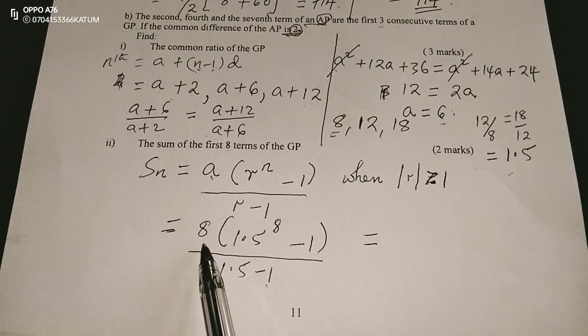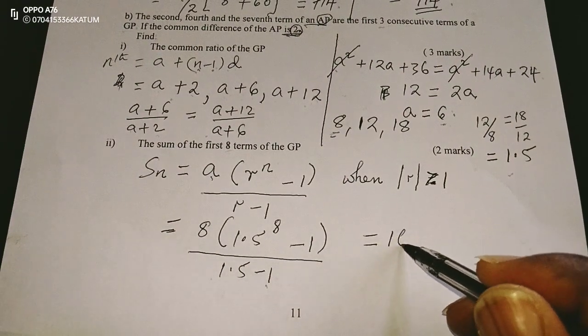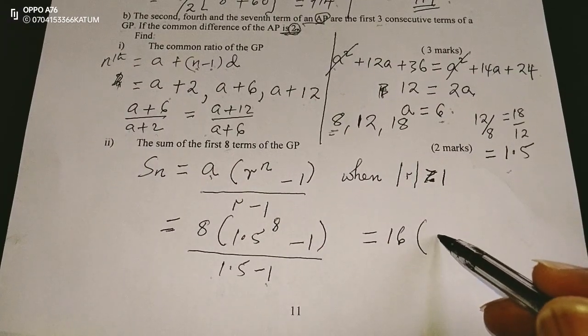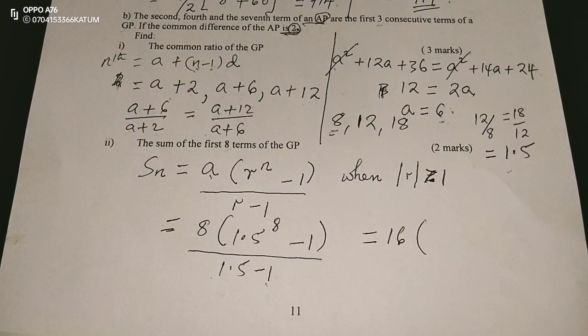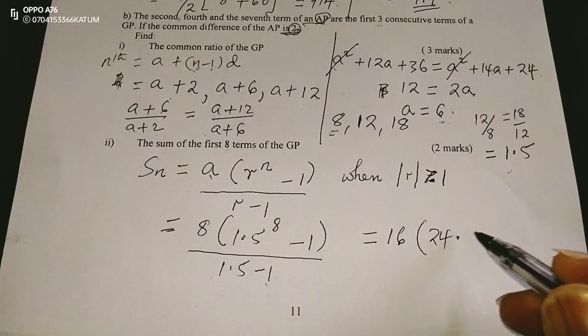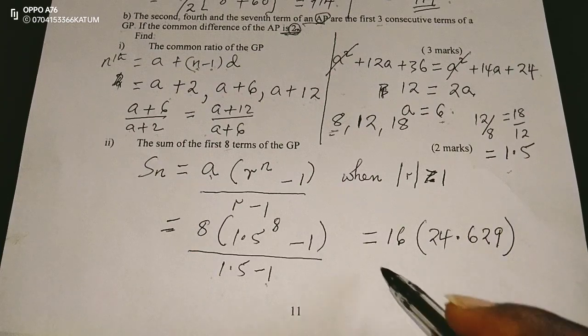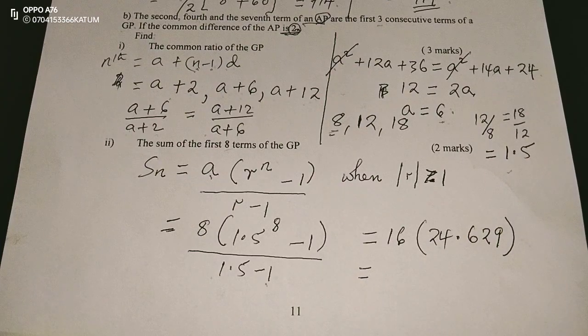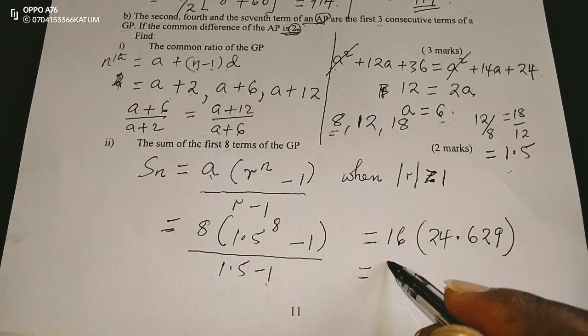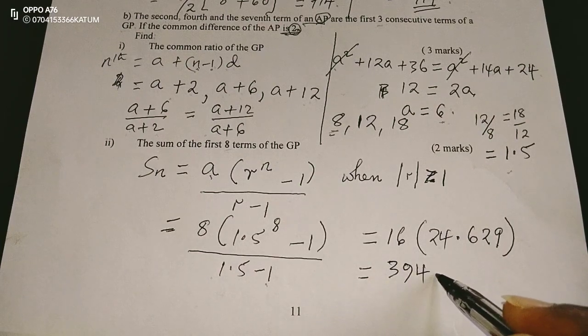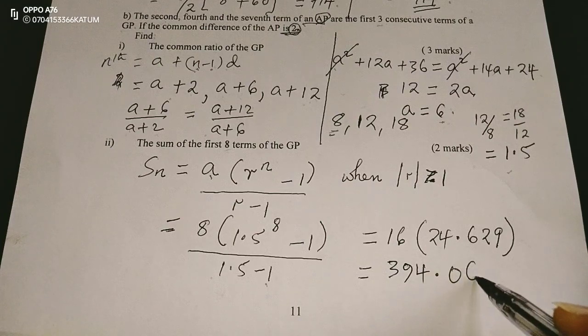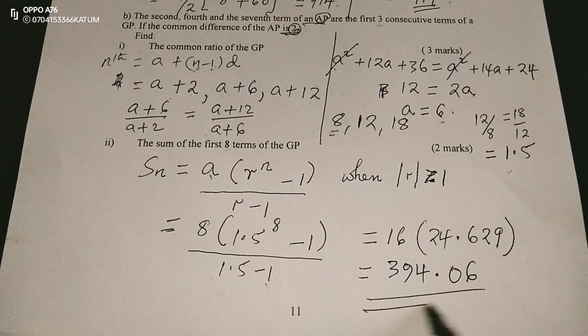So 0.5 we divide into 8. Already that will give us 16. Then now we deal with this part. 1.5 raised to 8, then we subtract 1. That gives us 24.629. So now when I multiply with 16, this gives 394.06 to 2 decimal places. So this is the sum of the first 8 terms.